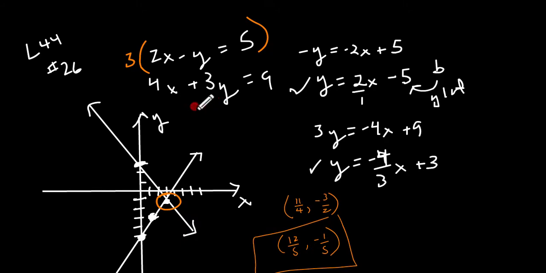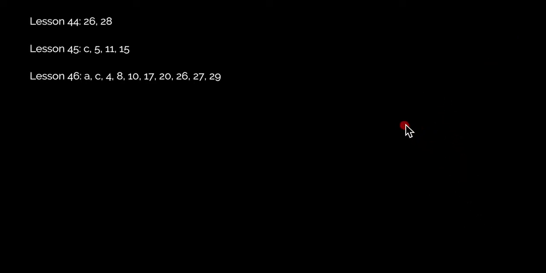All right, number 48, lesson 44, 28, is estimate a scientific notation problem. I did that in lesson 43, so if that's your problem, go back and watch the lesson 43 video. All right, onward to lesson 45. In 45, we have C, 5, 11, and 15.